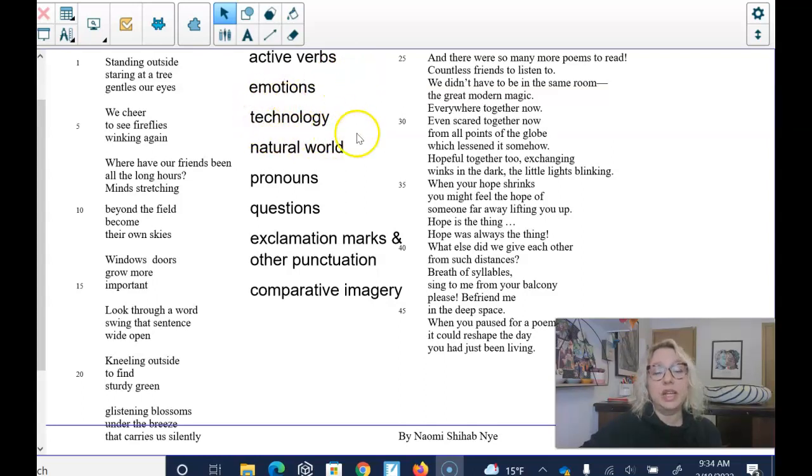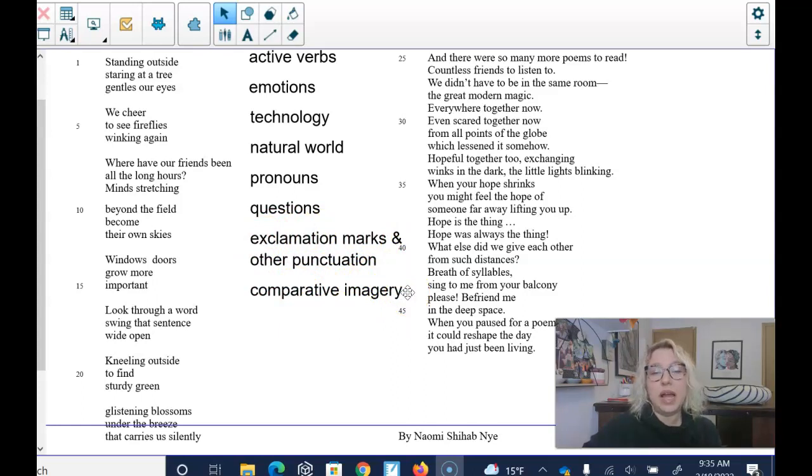Technology, references to technology, references to the natural world. Pronouns, we did that together in class. Questions, exclamation marks and other punctuation, comparative imagery. Those are all some possibilities of things you could trace.